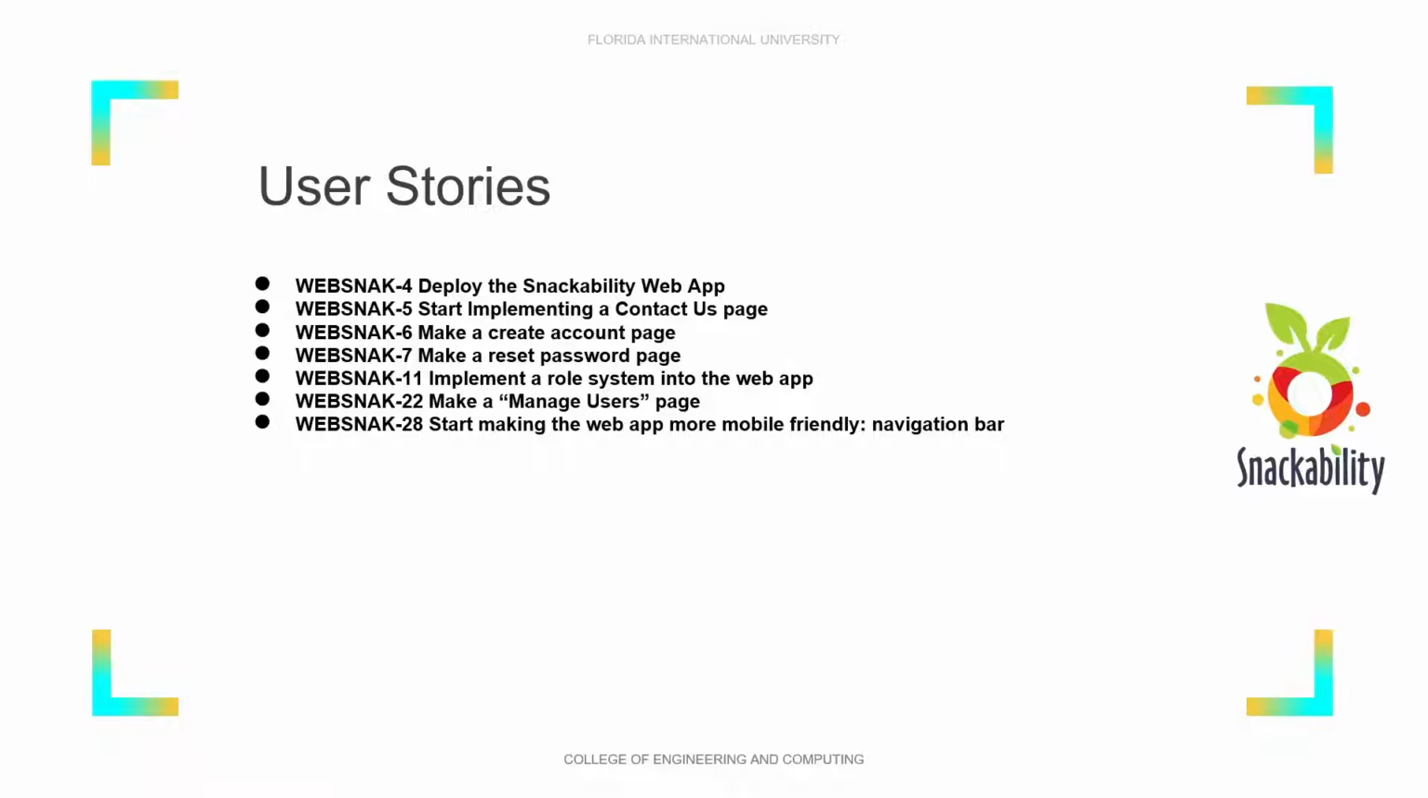Here's a list of the main user stories that we covered during this semester, which was to deploy the Snackability web app, and implement a contact us page, which will serve as a way for users to request access. We also made a create account page, which serves as the product owner's way of granting access. A reset password page, so if the user isn't happy with their current credentials, they can change them. As I said previously, the role system was also implemented in order for admins to have access to the manage users and the create account pages. Finally, we also made the manage users page, and we made the app a bit more mobile friendly.